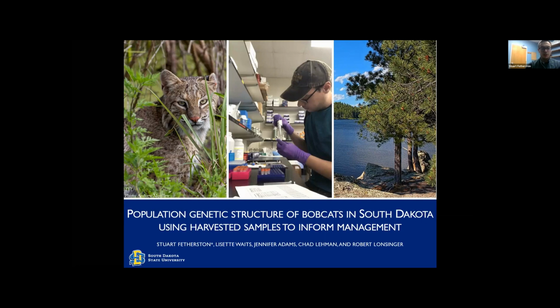So yeah, my name is Stuart Featherstone. I'm a second year master's student at South Dakota State University, and I'll be discussing some of the results I have from my first chapter, talking about population genetic structure of bobcats in the state using harvested samples.